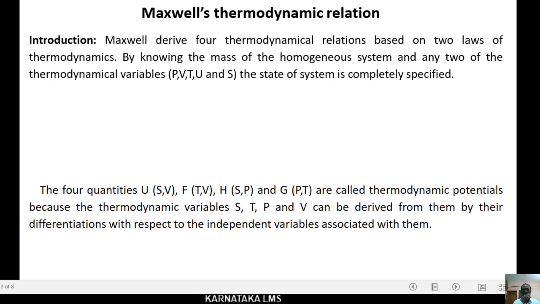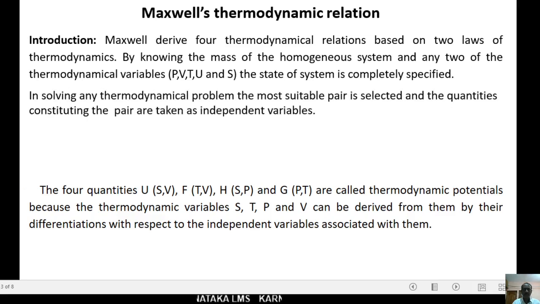Here, Maxwell derived four thermodynamical relations based on two laws of thermodynamics. By knowing the mass of the homogeneous system and any two of the thermodynamic variables like pressure, volume, temperature, internal energy and entropy, the state of system is completely specified.